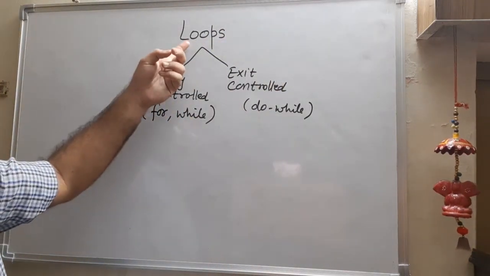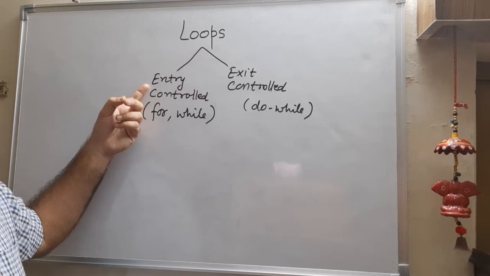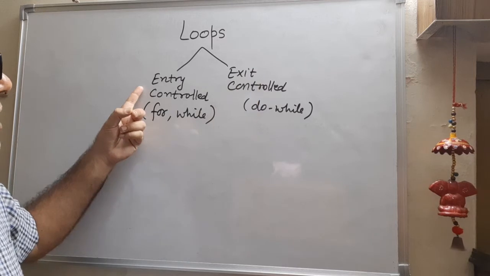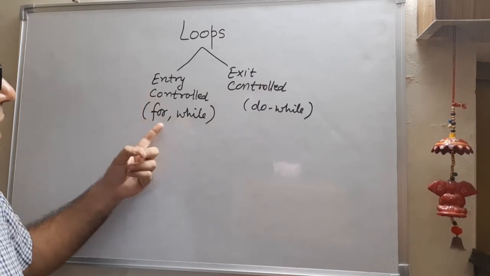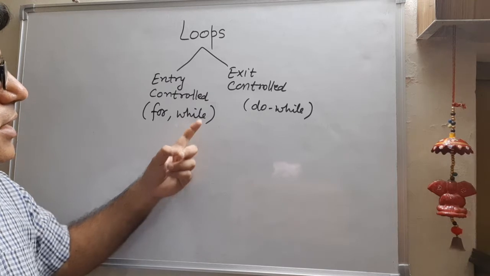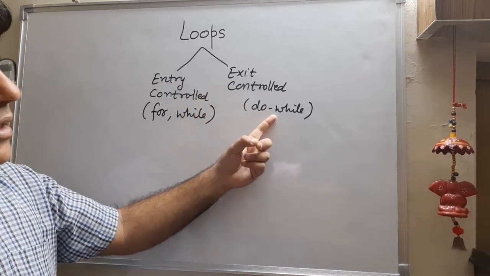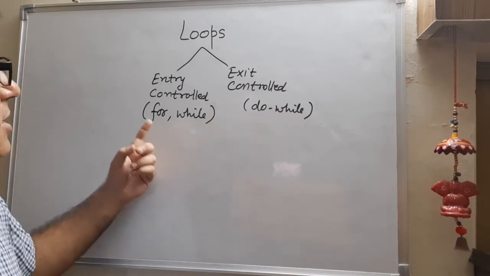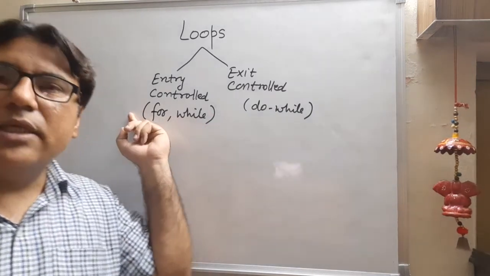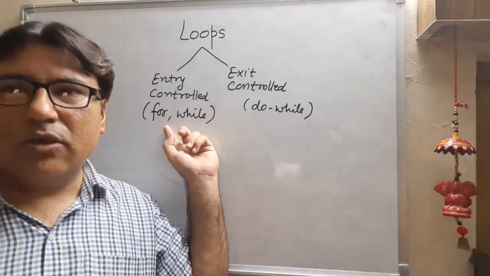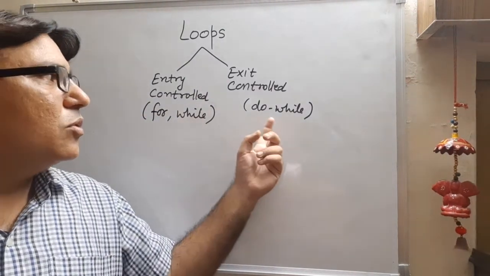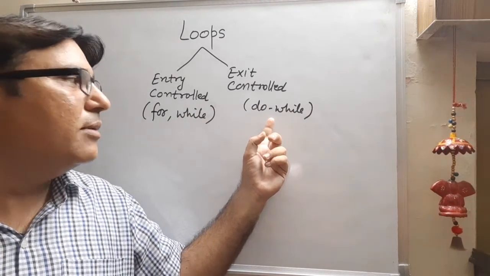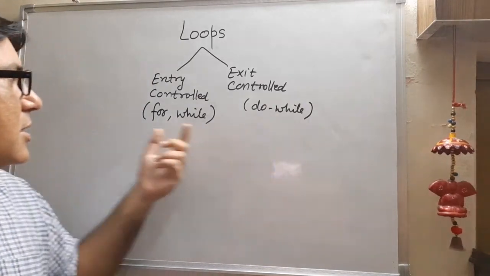So, loops are of two types. The first kind of loops are entry control loops, the second kind are exit control loops. The entry control loops are the for loop and while loop, and the exit control loop is only the do while loop. The difference between them is, in an entry control loop, the condition is checked at the beginning, during the entry of the loop, and in the exit control loop, the condition is checked at the exit or the ending point of the loop. Let us see the for loop first.